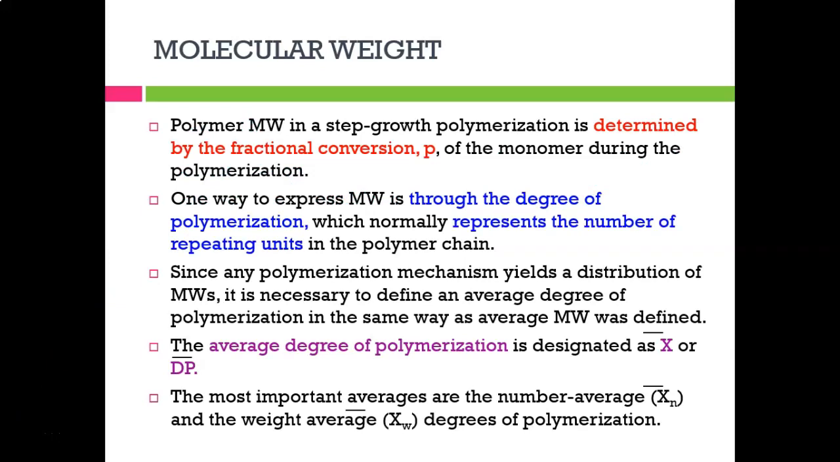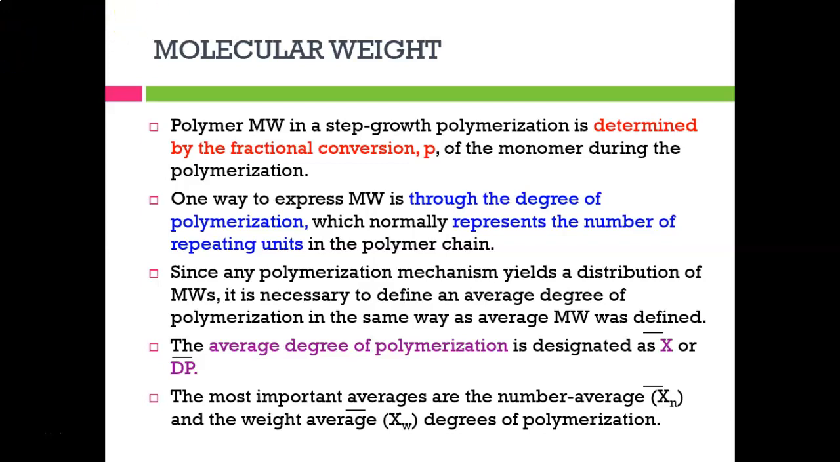Okay, so polymer molecular weight in a step growth polymerization is determined by the fractional conversion, which is P, which is extent of reaction or conversion during the polymerization. So one way to express the molecular weight is through the degree of polymerization, which normally represents the number of repeating units in the polymer chain. Since any polymerization mechanism yields a distribution of molecular weights, it is necessary to define an average degree of polymerization in the same way as average molecular weight was defined. So, we designate it as X or dP. dP dengan X ni is degree of polymerization. And the most important averages are the number average Xn and the weight average Xw degree of polymerization.